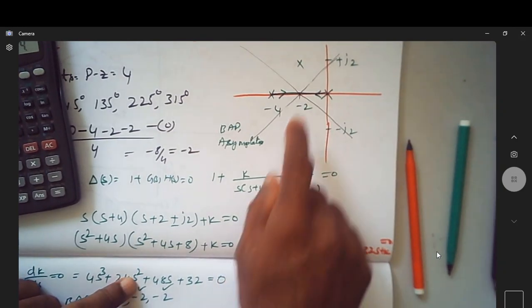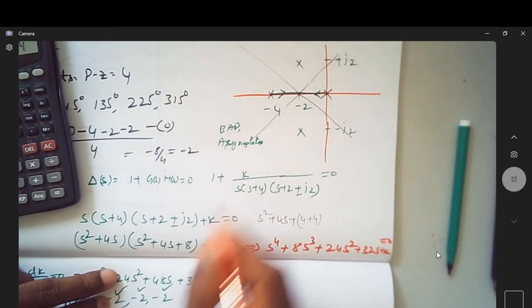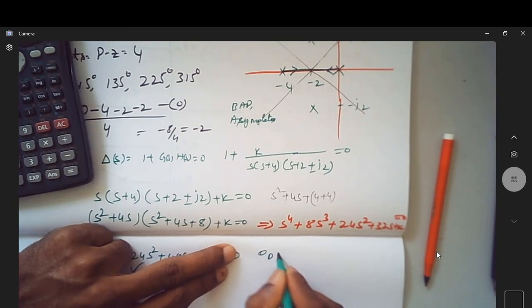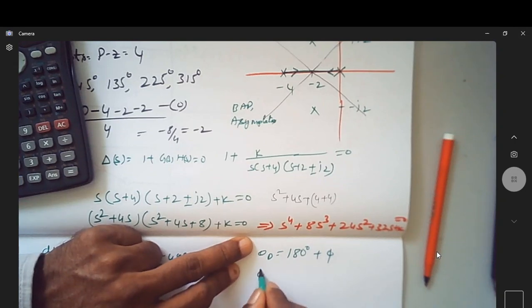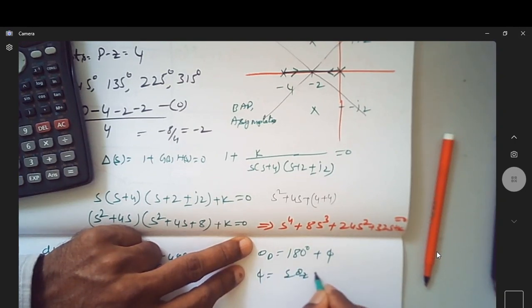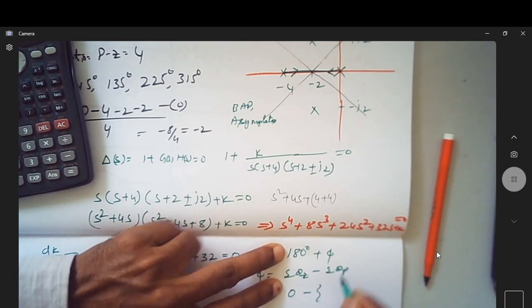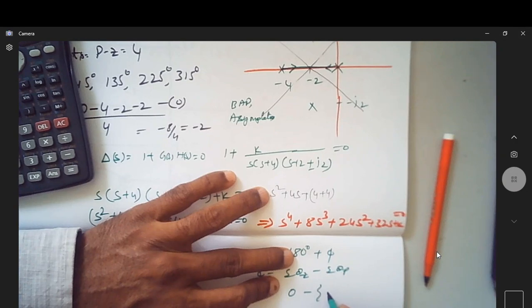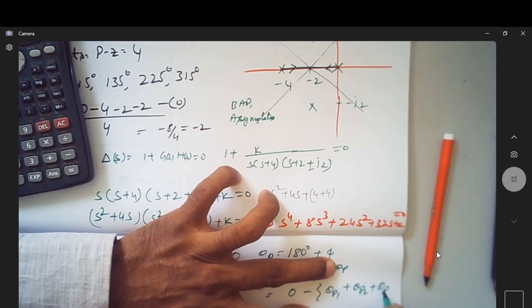Now before that, shall we find the angle of departure of this? So the angle of departure theta d is given by 180 degree plus phi. This phi is the summation of theta zeros minus the summation of theta poles. I don't have any zeros, so it is 0 minus the summation of theta p. I have 1, 2, 3 poles, so it is theta p1 plus theta p2 plus theta p3.